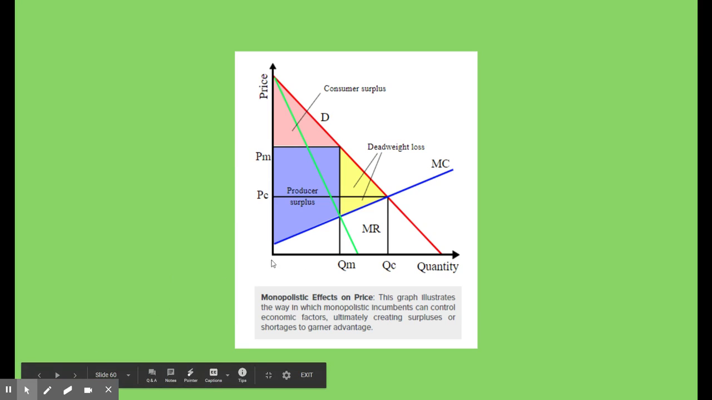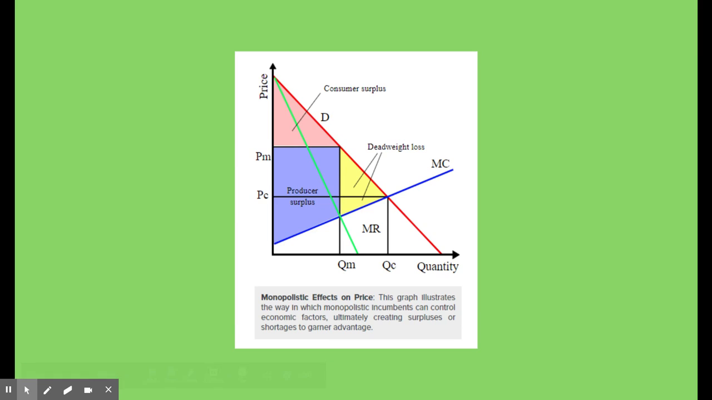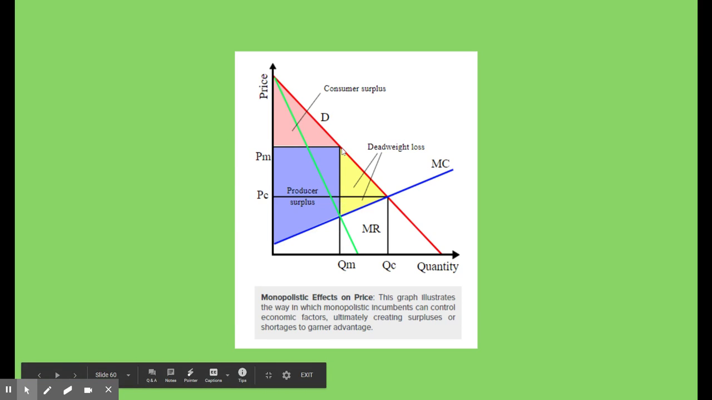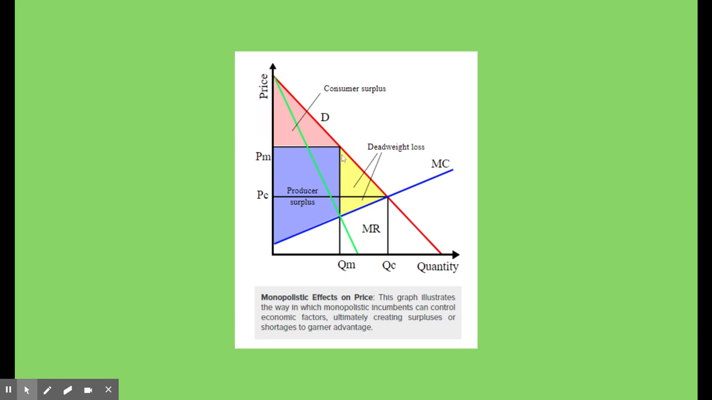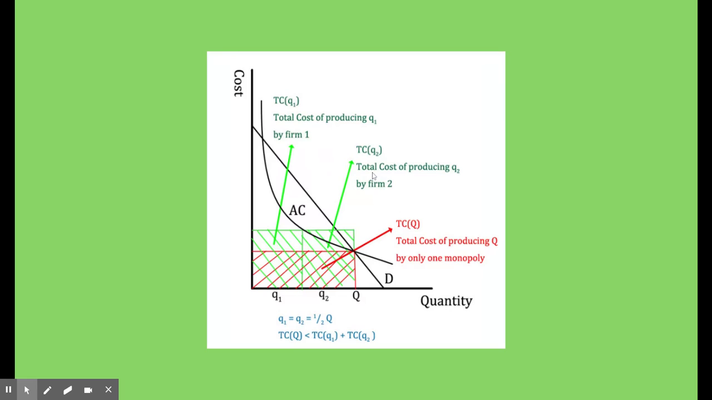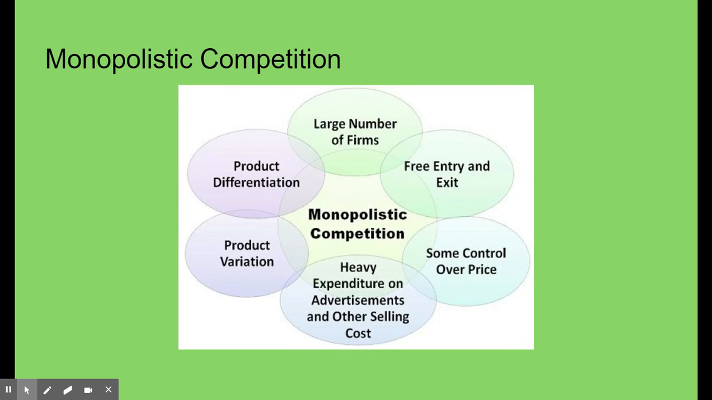And the monopolistic effects on price. This graph illustrates the way in which monopolistic incumbents can control economic factors, ultimately creating surpluses or shortages to garner the advantage. So once again, the higher price, coming back to this is the quantity of the monopoly, and this would be the deadweight loss that occurs. That's just coming back to that previous chart.